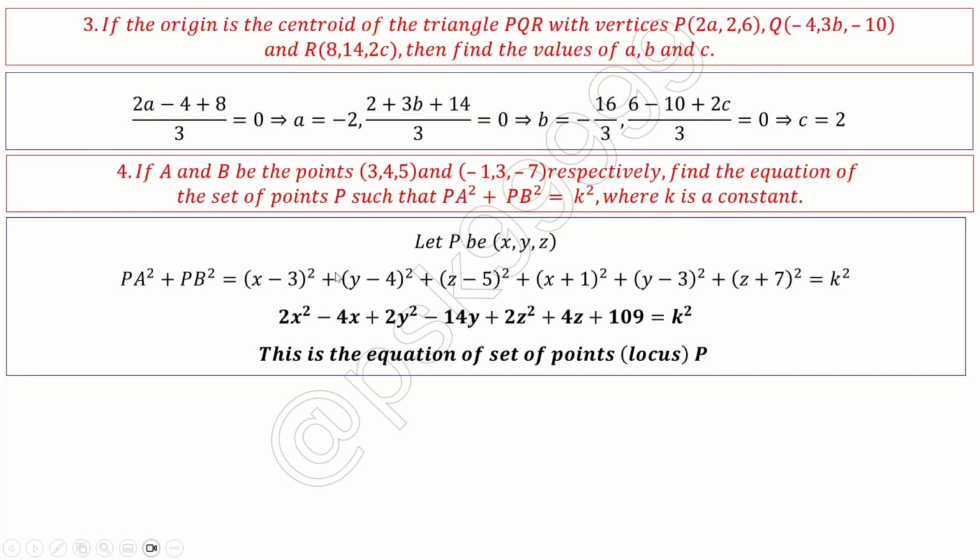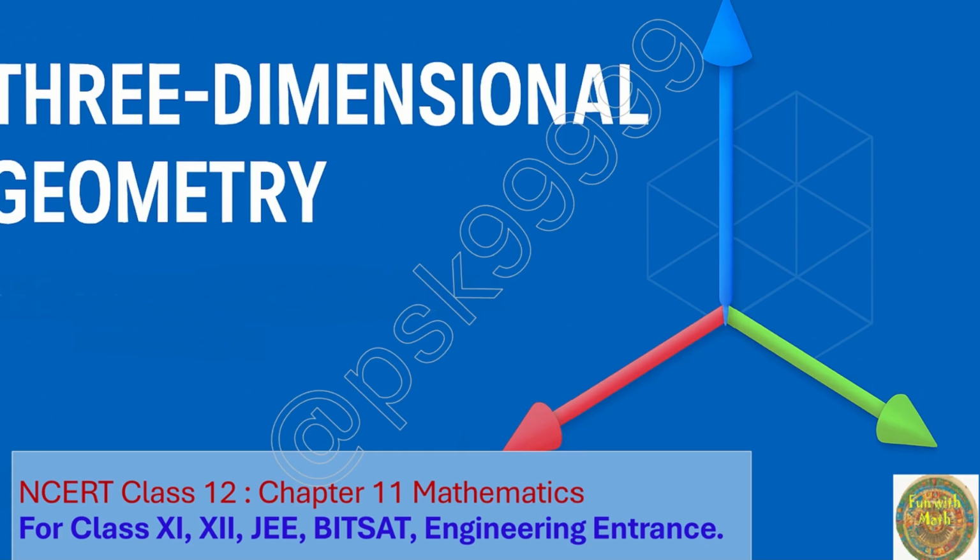Then PA square is nothing but (x minus 3) whole square plus (y minus 4) whole square plus (z minus 5) whole square. PB square is this one, which is equal to k square. Now you simply expand and simplify. What you will get is 2x square minus 4x plus 3 plus 2y square minus 14y plus 2z square plus 4z plus 109, which is equal to k square. This is the locus of the points.